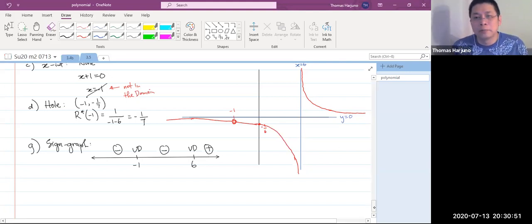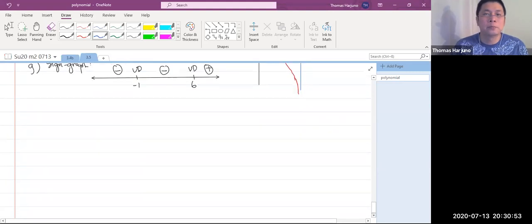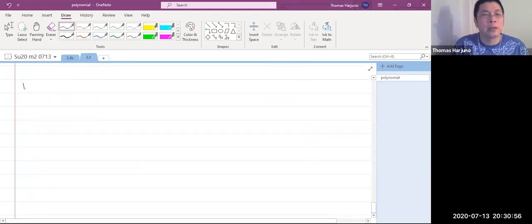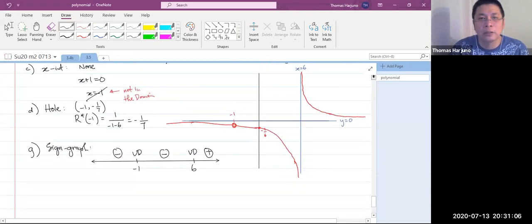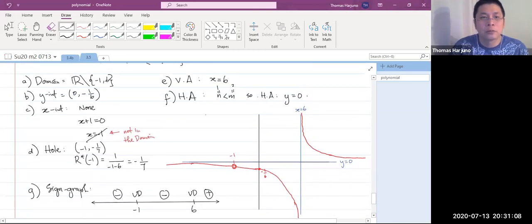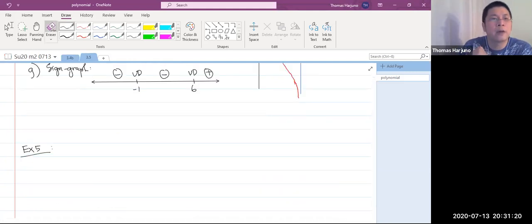Let's do another problem. For example, this example 5. Did I do all the problems for horizontal asymptote, vertical asymptote, the sign graph, and the graph? Okay, yeah. This is example 5.